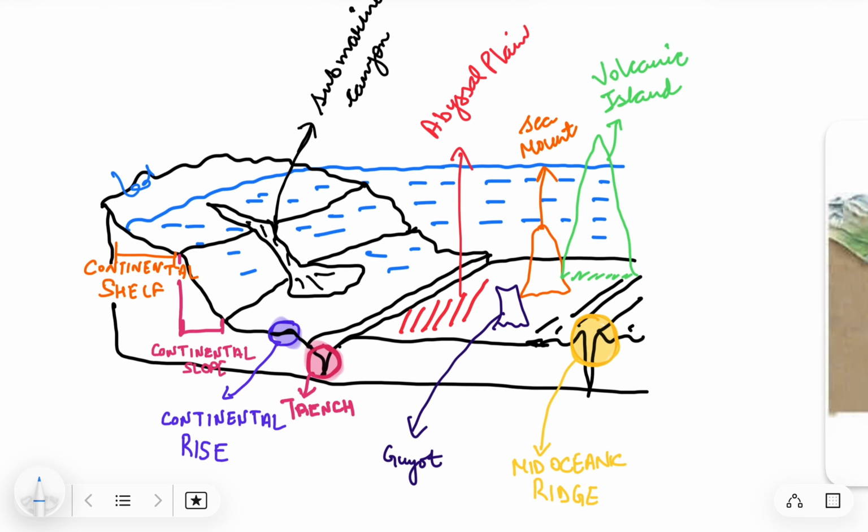So this is our continent. Here we have the land. The external part of the continents is in the form of the continental shelf, continental slope, and the continental rise. So these are the extension parts of the continents.